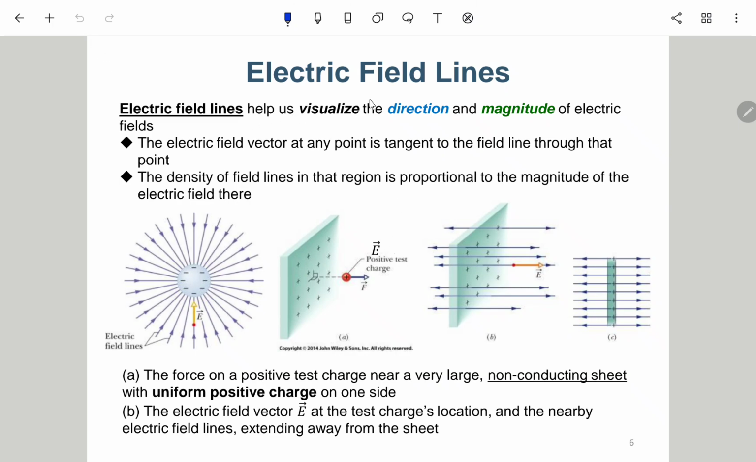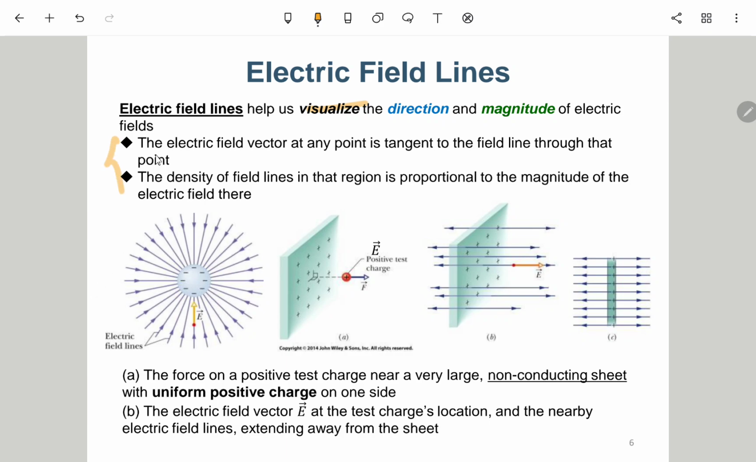So here we also introduce another concept called the E field lines, 就是叫做电场线, electric field lines. Okay, the E field lines help us to visualize the direction and the magnitude of the E fields. 所以就是 visualize 就是视觉化。Okay, so these E field lines should satisfy these two rules.